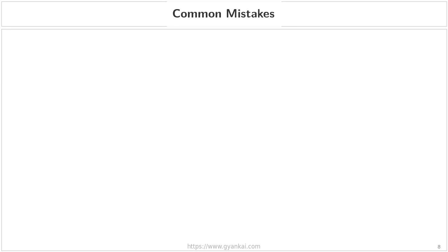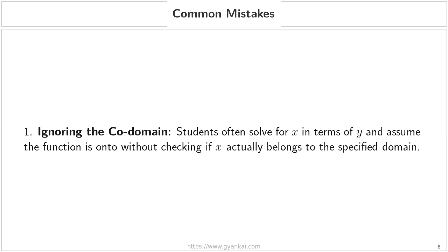Common mistakes. Now that we have seen how the domain and codomain can completely change the nature of a function, let's discuss some common mistakes students often make during algebraic verification so that you can avoid them in your exams. First, let's address the issue of ignoring the codomain. As we saw in our previous examples, many students simply solve for x in terms of y and immediately conclude that the function is onto.